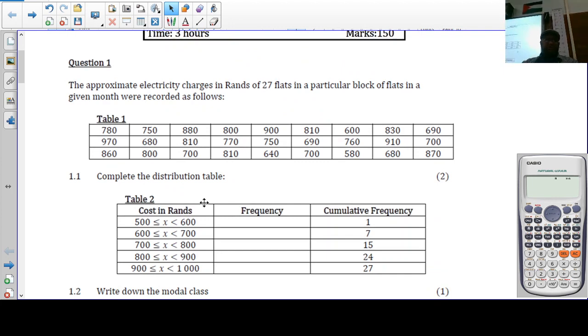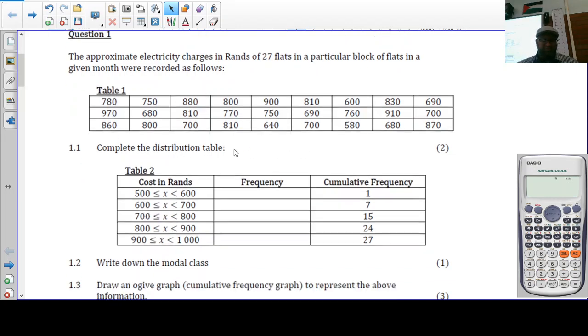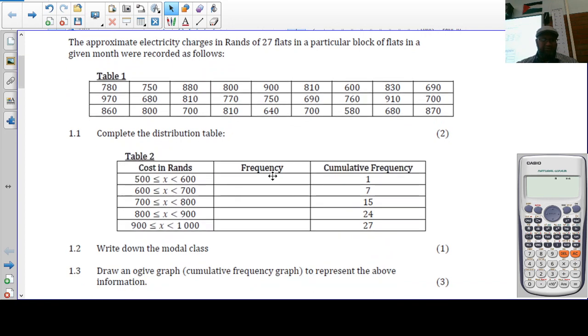So in question 1 we are told the approximate electricity charge in a range of 27 flats in a particular block of flats in a given month were recorded as follows. You are given table 1, so that is what we call the raw score or the raw data, and we are given table 2, which is your distribution table, the distributive data.